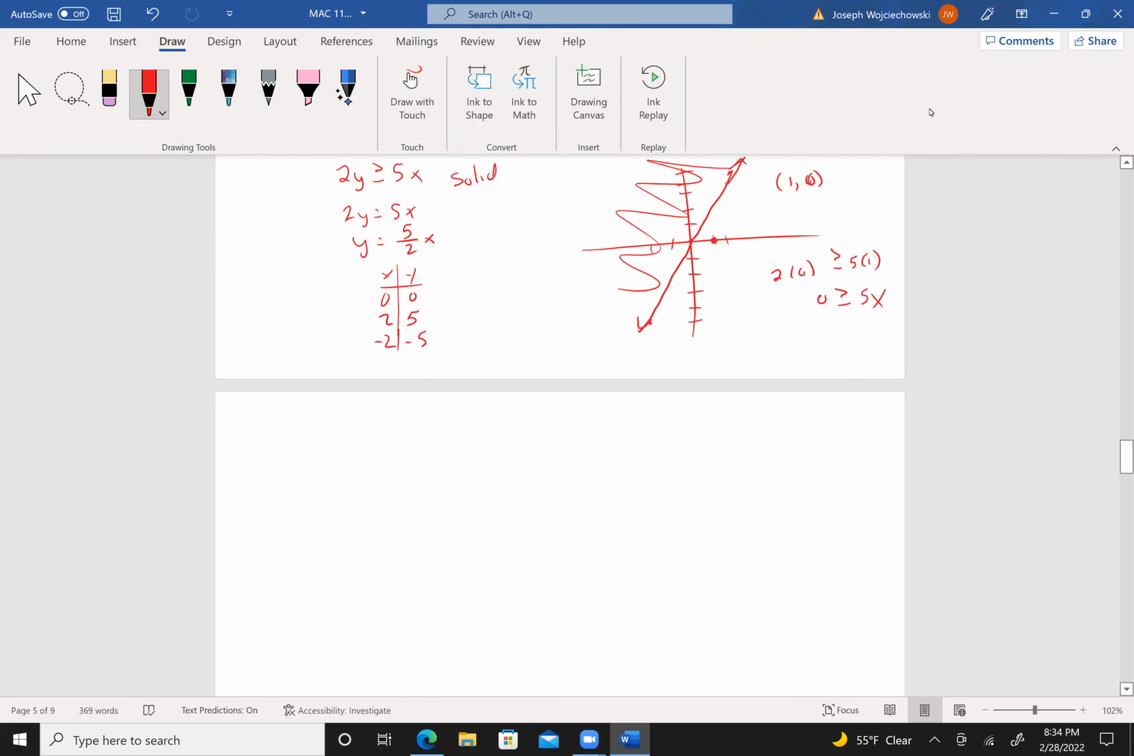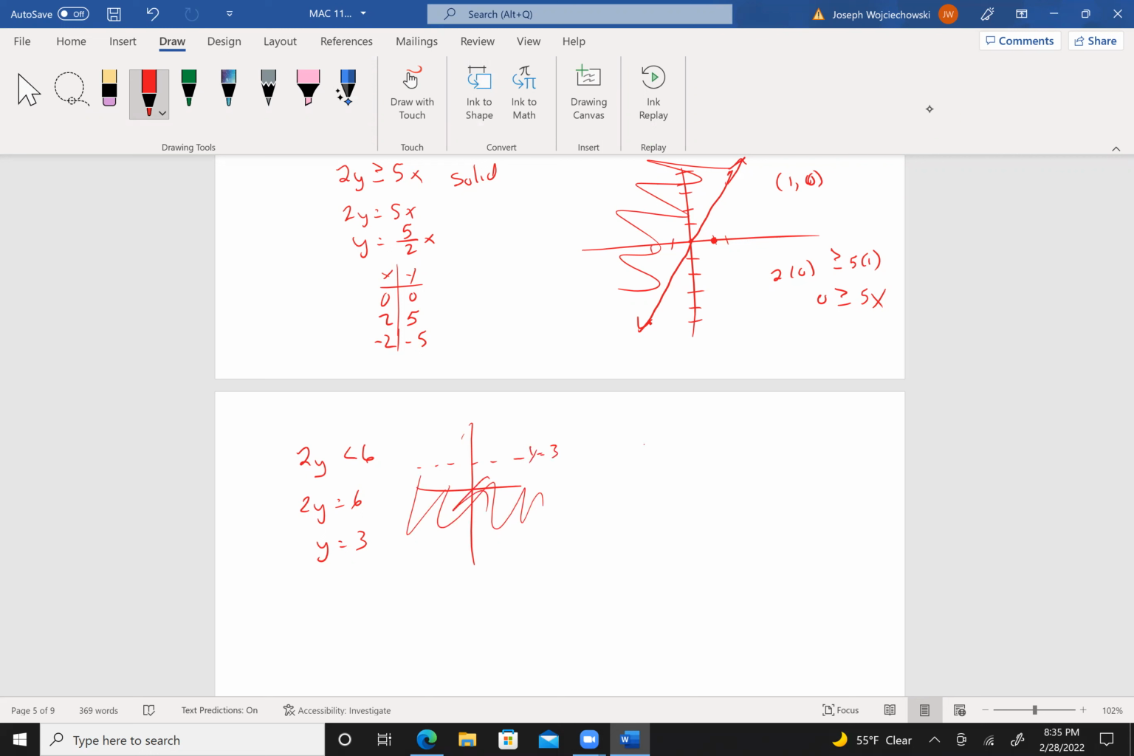Okay, some easier ones here. Might see something like this. 2y is less than 6. So 2y equals 6, y equals 3. Graphing this. Oops, dotted line. Be careful. Dotted line. So if I put 0 in here, is 0 less than 6? Yes, so here. Dotted line at y equals 3.